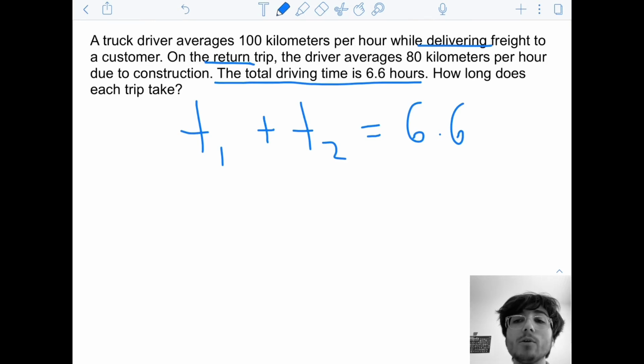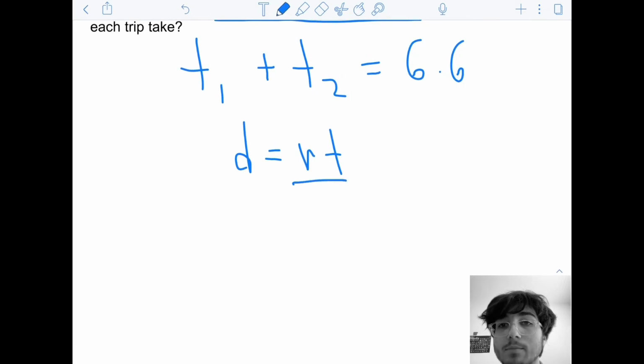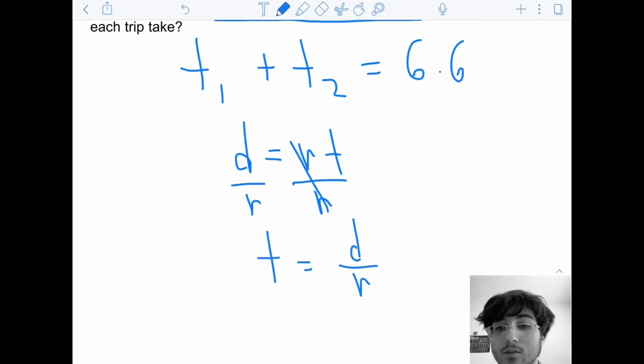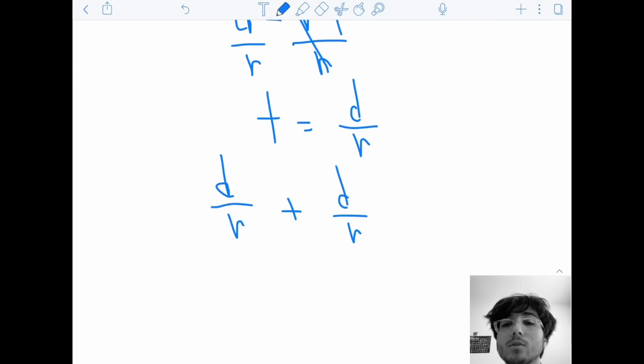So what we know about T, using the distance formula, distance equals rate times time, if you divide both sides by R to isolate T, we know that T equals distance over rate. So instead of T, let's substitute distance over rate. So distance over rate delivering plus the distance over rate returning equals 6.6 hours.